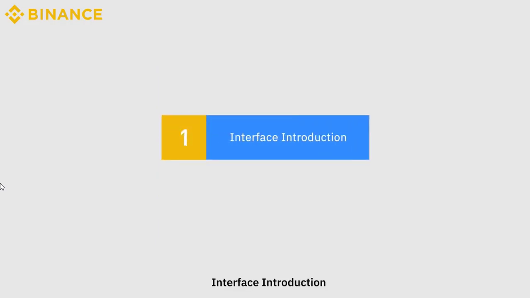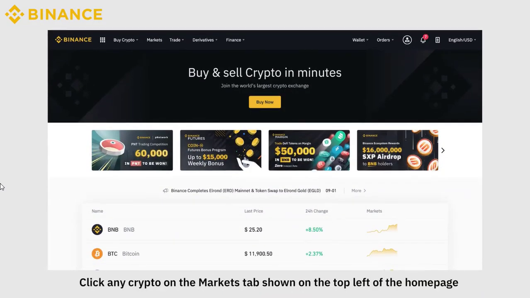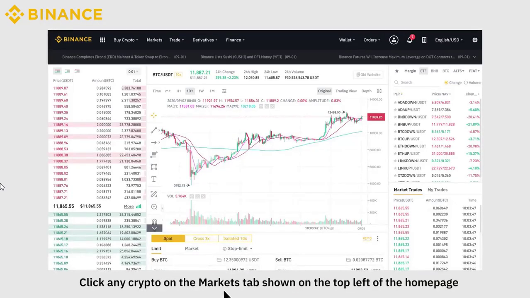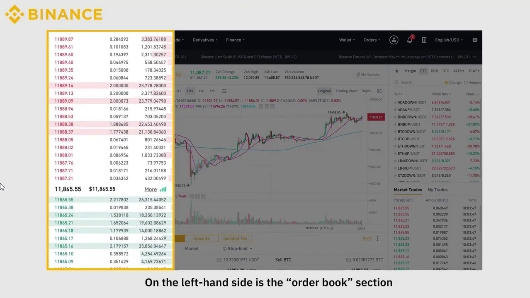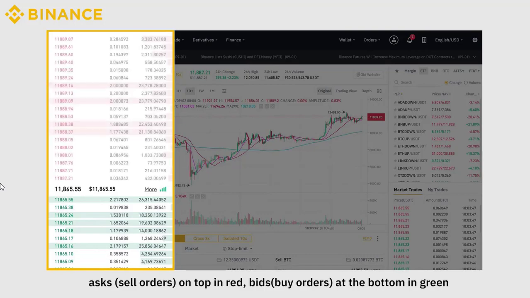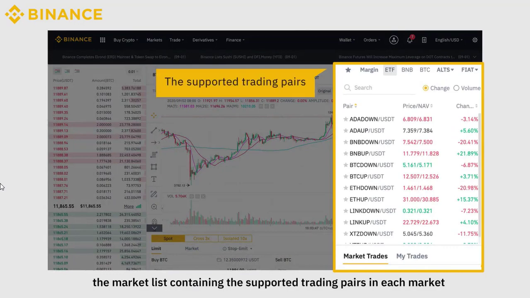Interface Introduction. Log into your Binance account. Click any crypto on the Markets tab shown on the top left of the home page to go to the spot trading page. On the left-hand side is the Order Book section. Asks on top in red, bids at the bottom in green. This section shows the market list containing the supported trading pairs in each market.